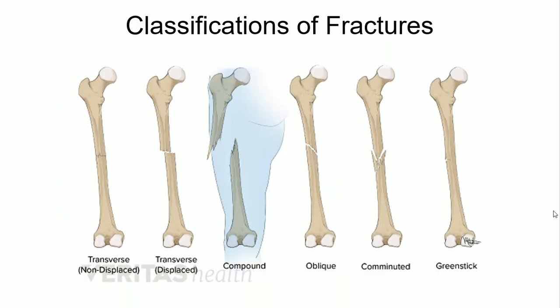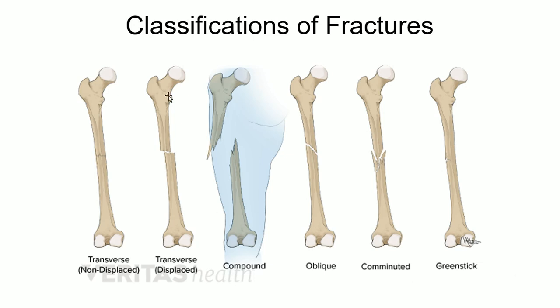And then here we have some fractures. Know these different types. A transverse fracture is just a clean horizontal break. It's a break straight across the bone. It can be non-displaced. So you can see here, the bone is still together. It's not displaced. Or it can be displaced where the bone moves apart from itself.